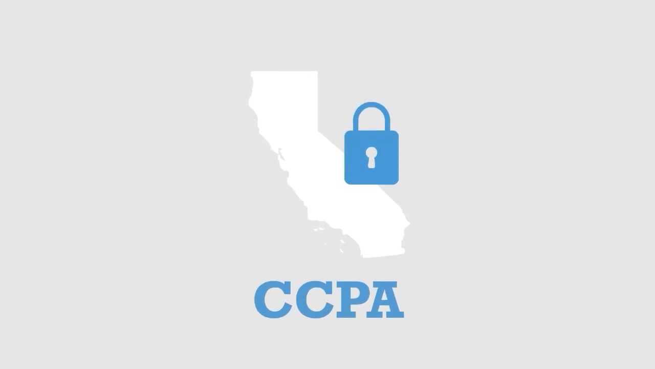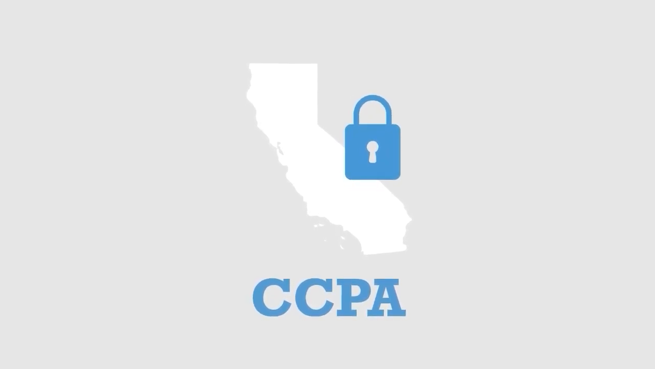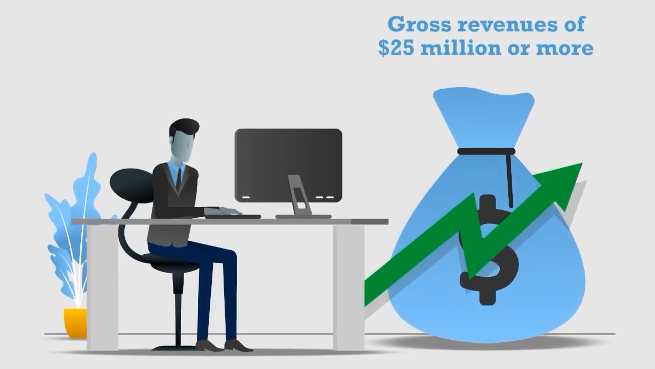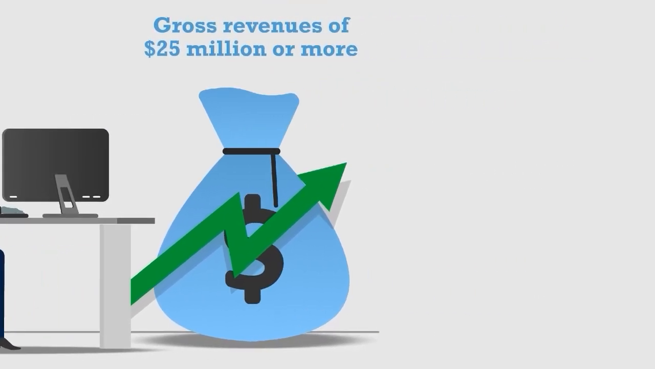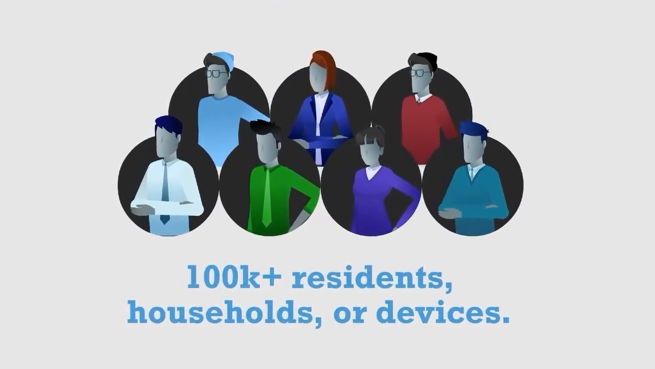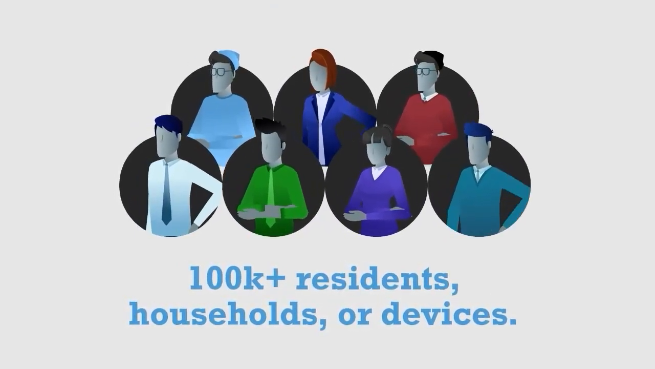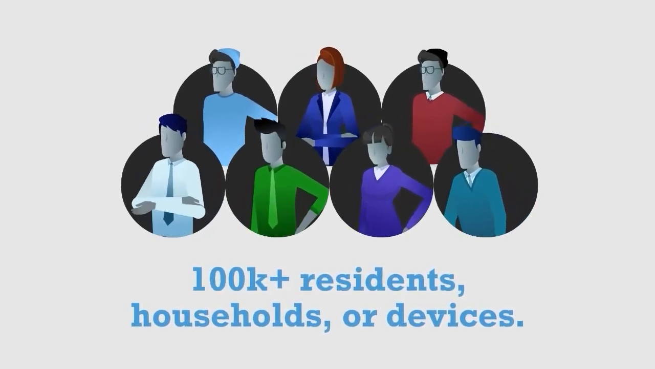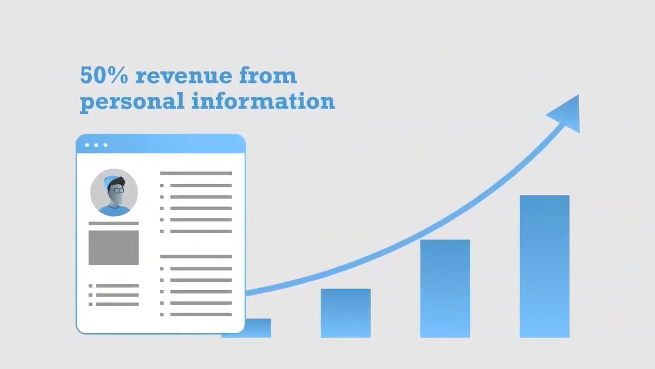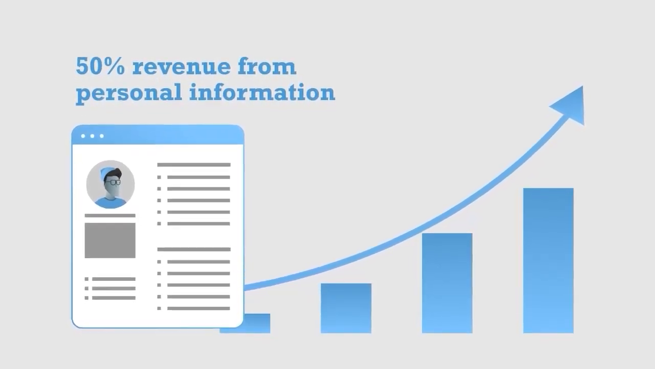The CCPA applies to businesses that meet at least one of the following criteria: having an annual gross revenue of $25 million or more, buys, sells, or shares personal information of 100,000 or more residents, households, or devices annually, or the business earns 50% or more of its annual revenue from selling, sharing, or processing consumers' personal information.